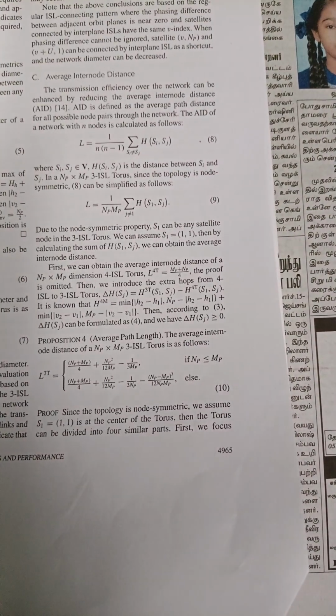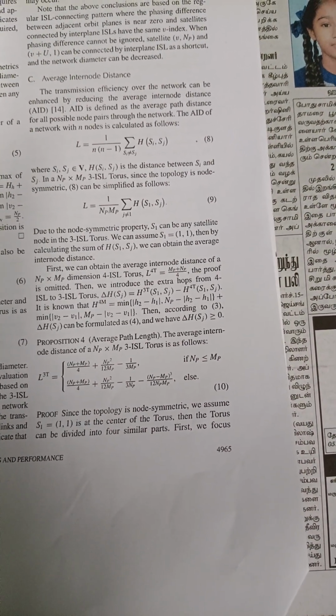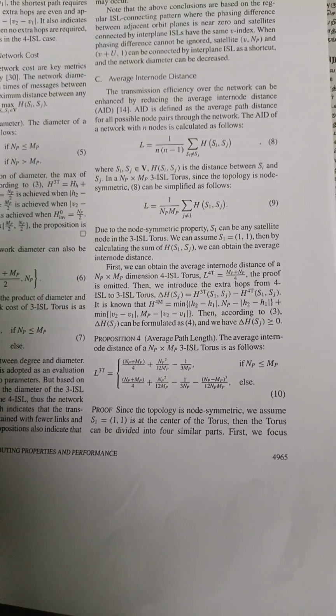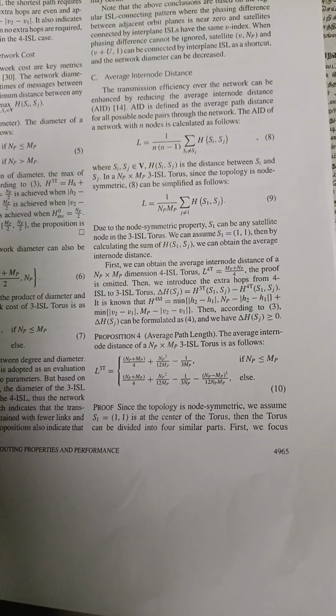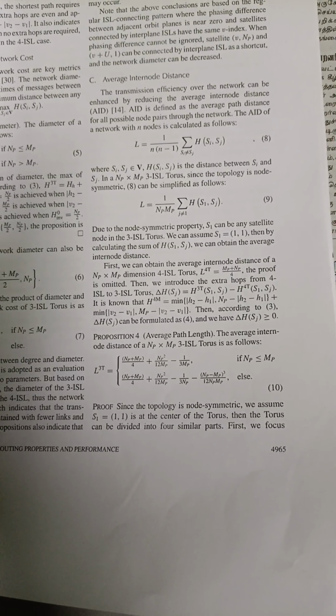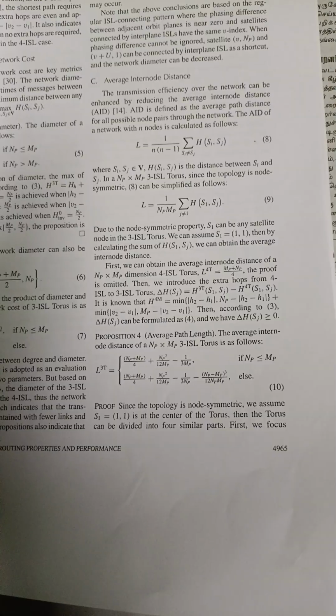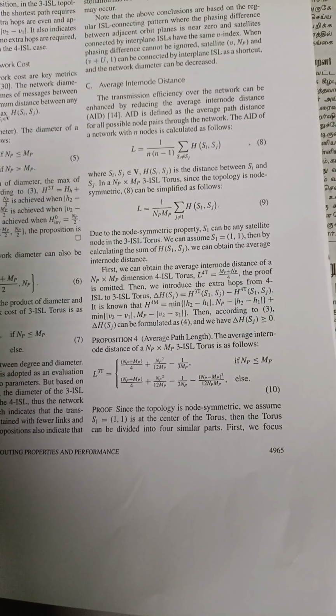Proposition 4 for the average path length. The average internode distance of an NP cross MP 3-ASL torus is as follows: L^3T is equal to (NP + MP)/4 + NP²/(12MP) − 1/(3MP).